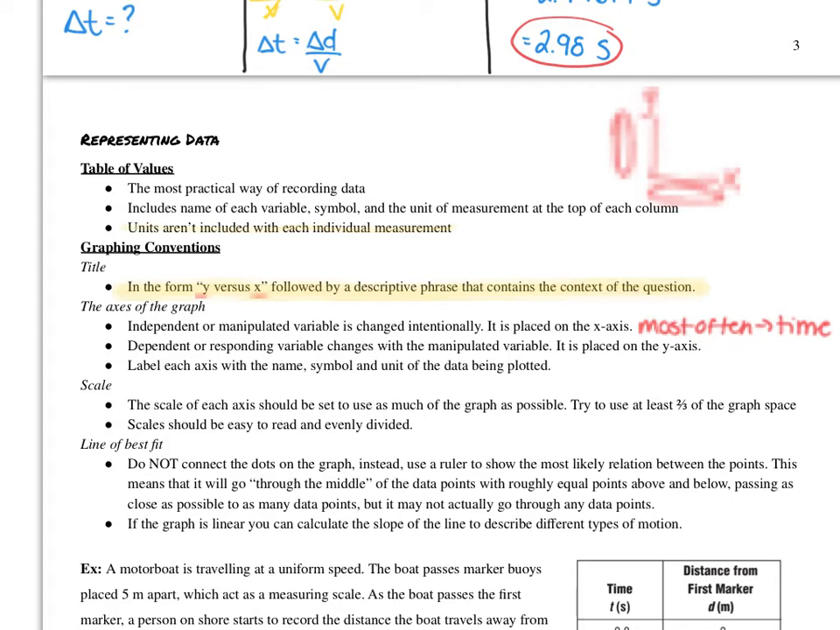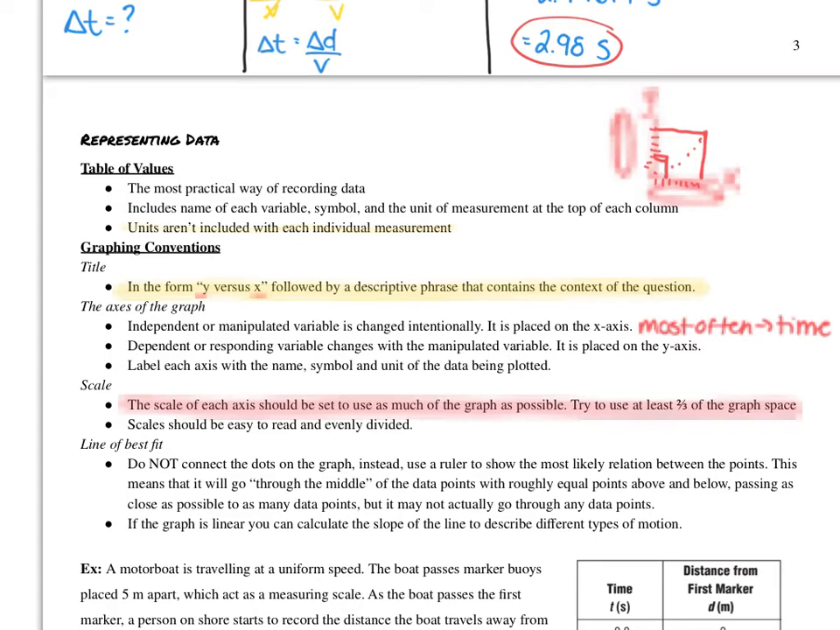The responding variable, so what changes because we are manipulating something, is placed on the y-axis. We label each axis with the name, the symbol, and the unit of the data being plotted. The scale of each axis should be set to use as much of the graph as possible. Try to use at least 2/3 of the graph space. So do not cram your graph into a small subsection here. You want to use the majority of your graphing space for your labels of the numerical parts of your axis and to plot your data.